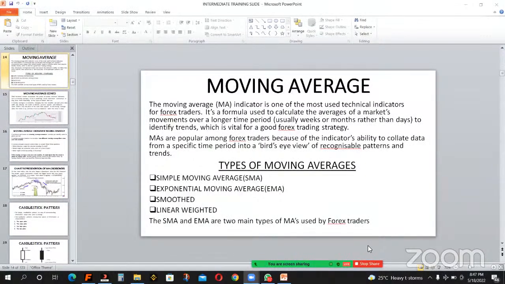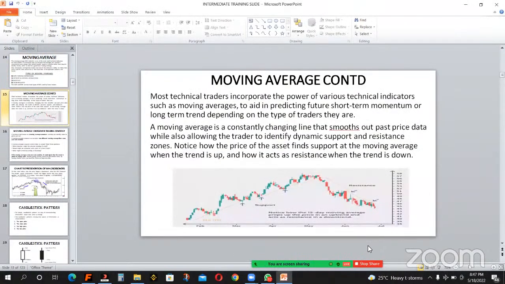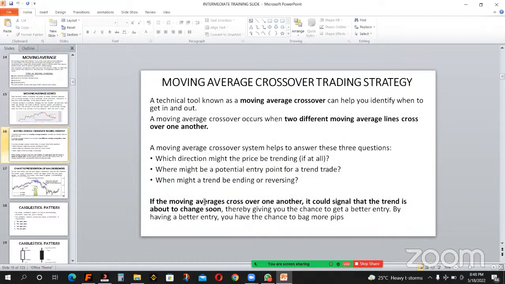Like I told you, I don't like reading. But why do we use moving averages? One, we use moving average to identify trend. Take note, why we use moving average? One is to identify trend.